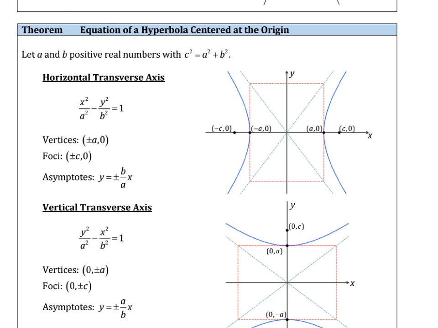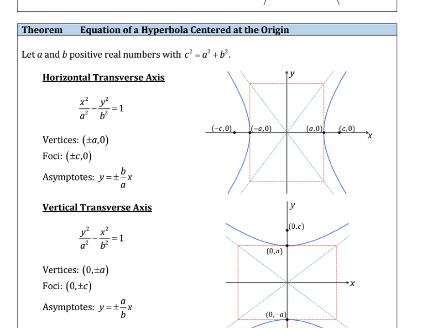And so we could have a horizontal transverse axis where the foci and the vertices lie horizontally. And you'll notice that there are asymptotes. And likewise, down here, we have a vertical transverse axis. How do you know which one you have? If x is first and y is being subtracted, then you have a horizontal transverse axis. So x, you can think horizontal. Y, you can think vertical.